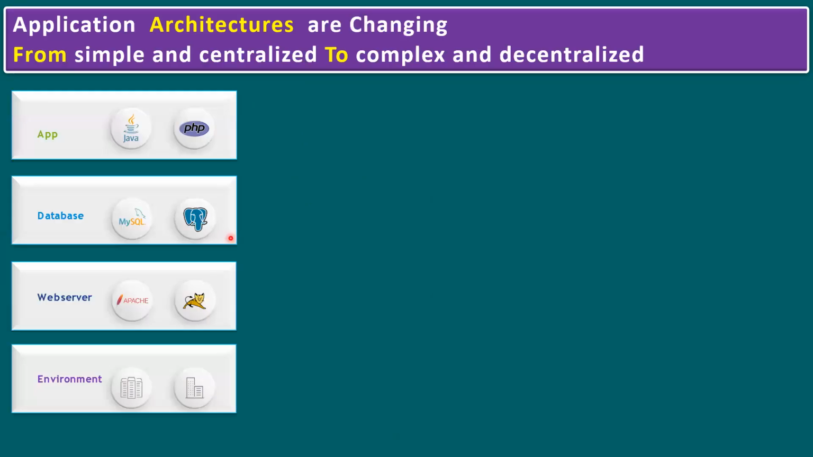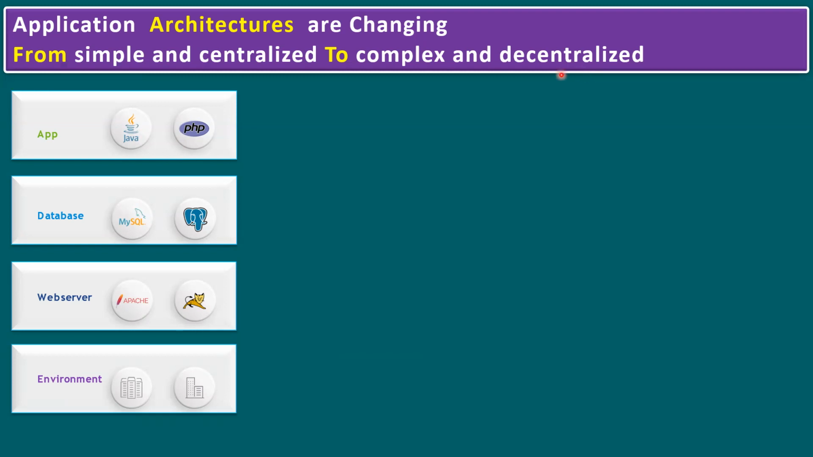As we are aware, application architectures are changing from simple and centralized to complex and decentralized. As per our previous discussion, application definition has changed. Earlier, we called them monolithic applications, and later it moved to tier-based applications. And nowadays, all the application architectures are microservices architectures, and all applications run on containerization platforms.